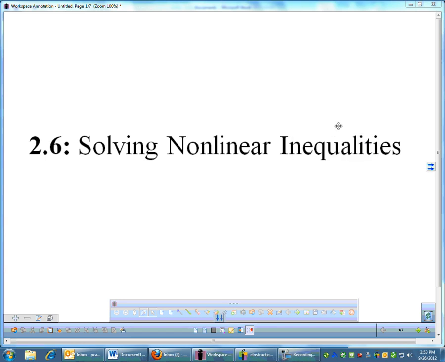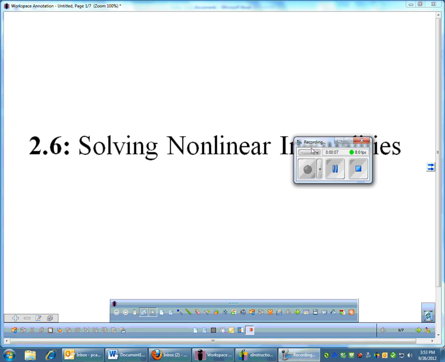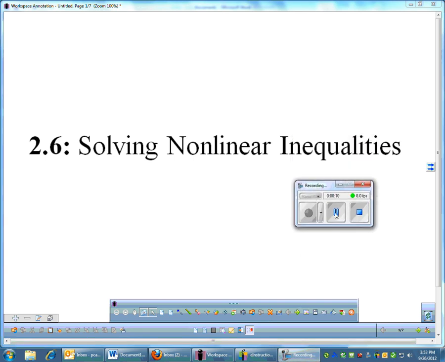Okay, the last section of chapter 6, or chapter 6, where'd that come from? This is chapter 2. Last section of chapter 2.